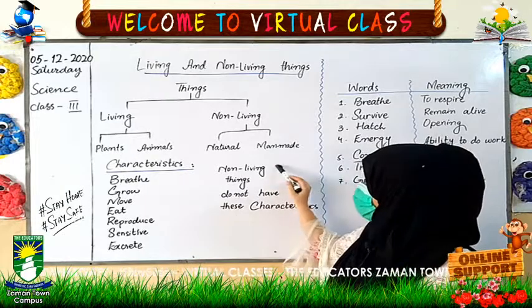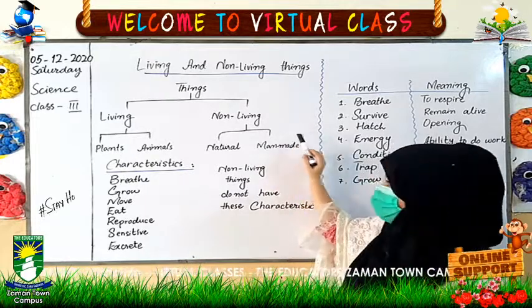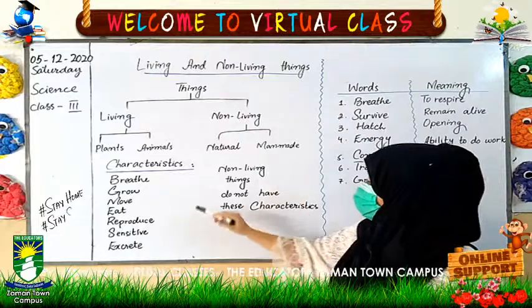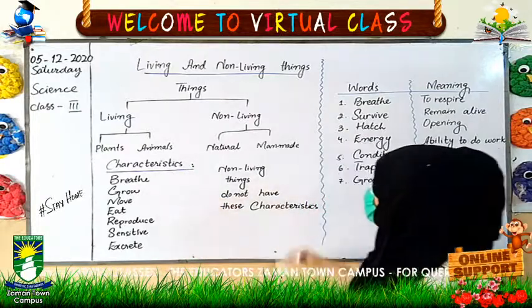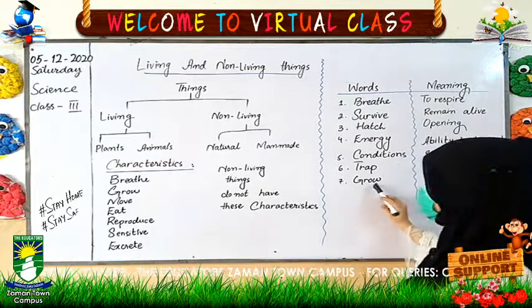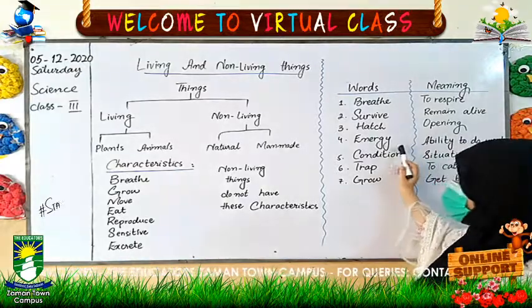Now, what about non-living things? Non-living things do not have these types of characteristics. Now, look at here. Here we have word meanings.